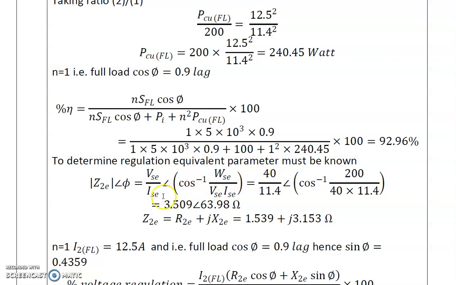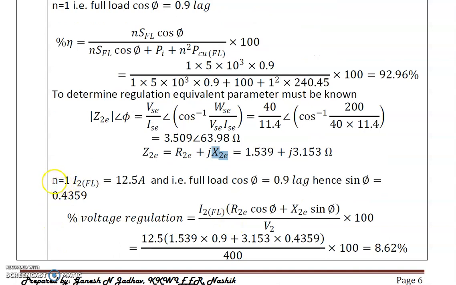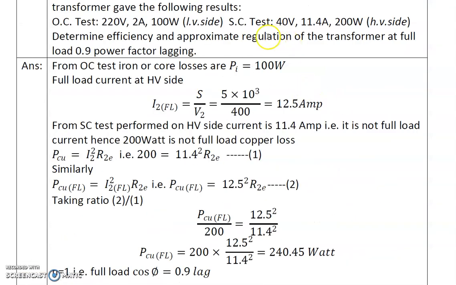VSC is 40, ISC is 11.4, and WSC is 200. Substituting all this, I got the impedance equal to 3.509 at an angle of 63.98. Converting this polar quantity into rectangular, the real part is the resistance and the imaginary part is your reactance referred to the secondary. Once I get this R2E and X2E, the loading condition is full load current of 12.5 and power factor of 0.9, at which the regulation is to be calculated.